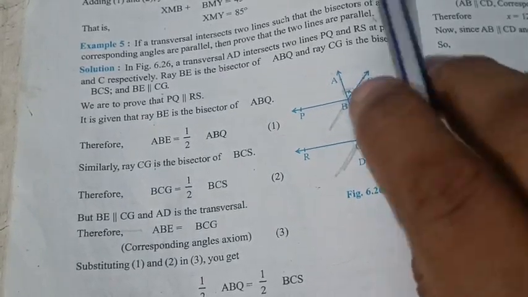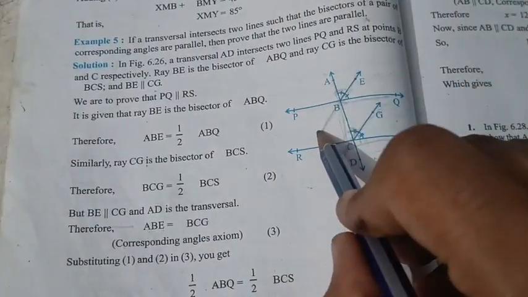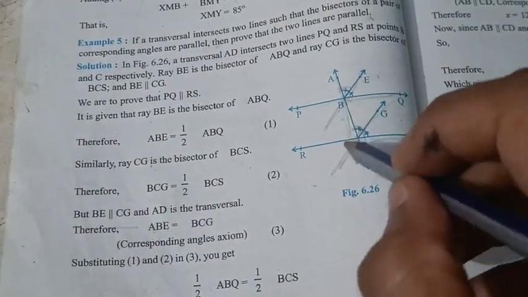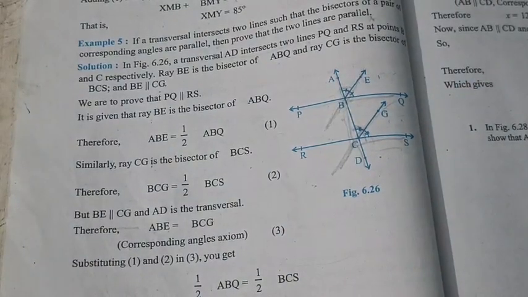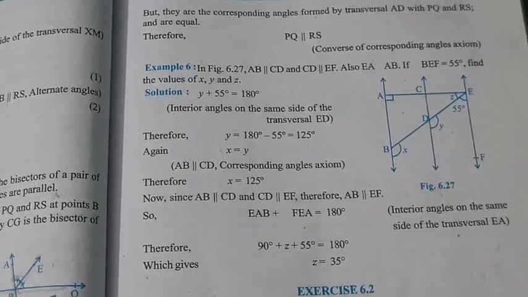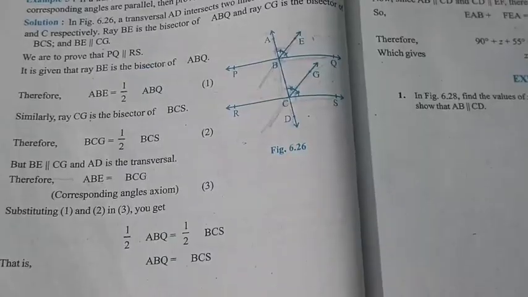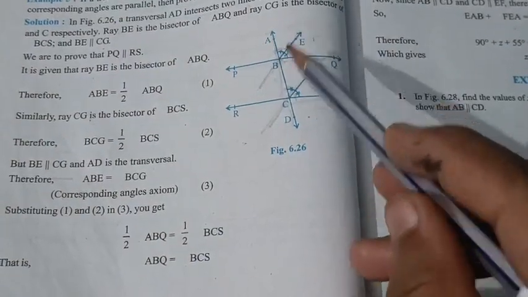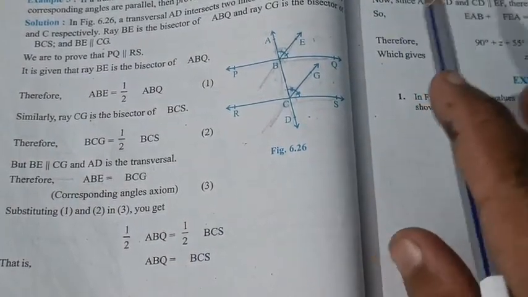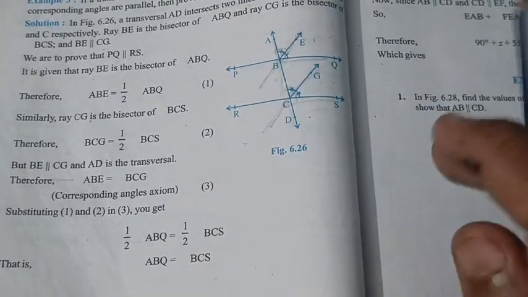Then this angle and this angle become equal because of corresponding angles. So by this, the lines BE and CG are parallel to each other. You have to prove BE and CG are parallel to each other, but you also have to prove PQ and RS are parallel to each other.